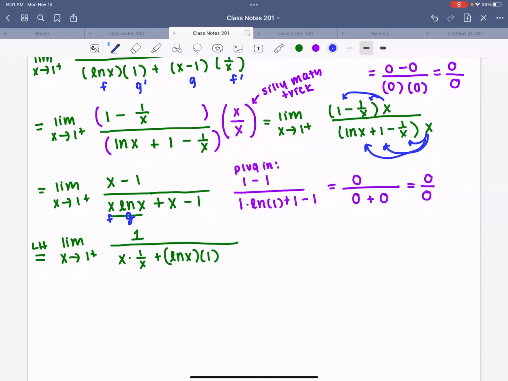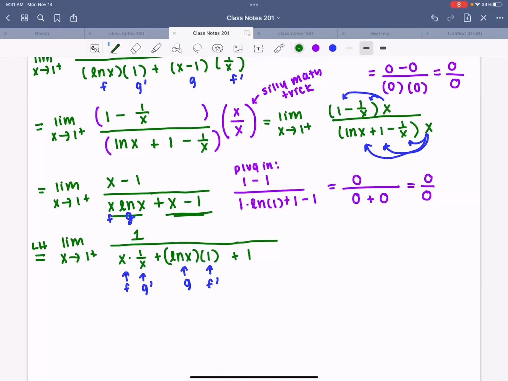Let me just label what I did here. This is f times g prime plus g times f prime. I'm not done finding the derivative of the bottom though, right? I still need to find the derivative of x minus 1. What's the derivative of x? 1. What's the derivative of negative 1? 0. So we can kind of just ignore that. I know this is a lot. Any questions so far?